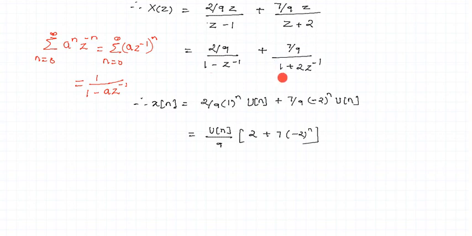Similarly, the second term is 7 by 9. What is my a here? My a is 2, but I need a minus sign, and therefore I need to take it as minus 2 raised to n u(n). Why minus 2? Because for the identity we need to have a minus sign, but there is no minus sign here. For adjusting the minus sign, we need to change the sign of 2, and therefore it becomes minus 2 raised to n u(n). Considering that the given signals are right-handed, we'll attach the parameter u(n). So this is how we have obtained the time domain signal from the given Z transform.